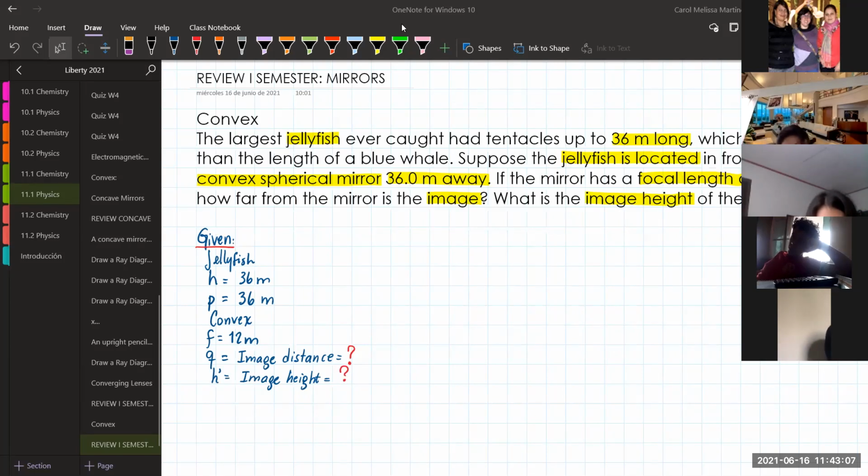So for this kind of problem, we always start by doing the first steps. The first steps are the givens or using the mirror equation. So in the first step, what I'm going to do is use my mirror equation. From the mirror equation, I know that 1 over q is equal to 1 over f minus 1 over p. Now about the focal length, I want to say something. Remember what I said about the focal length of a convex mirror?